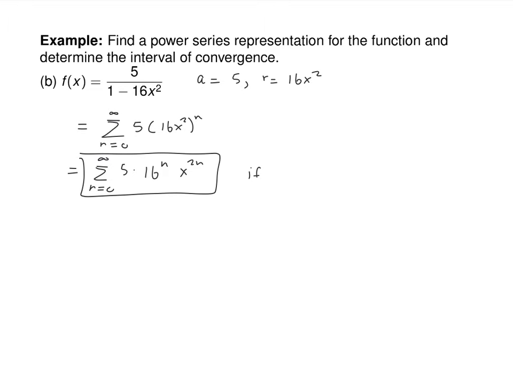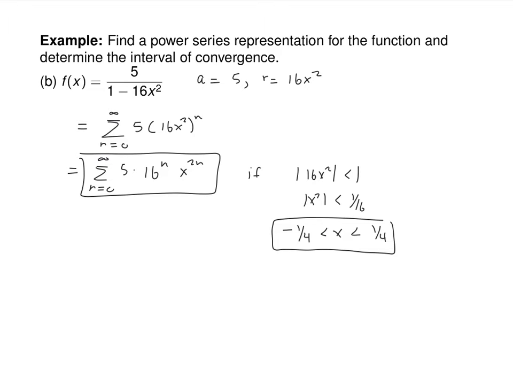And this will converge if the absolute value of 16x squared is less than 1, or the absolute value of x squared is less than 1/16. And for that to be true, your x must be between negative 1/4 and positive 1/4. And similar idea here, we just use the geometric series. If you want to check the endpoints, you're going to have that they diverge by the test for divergence.